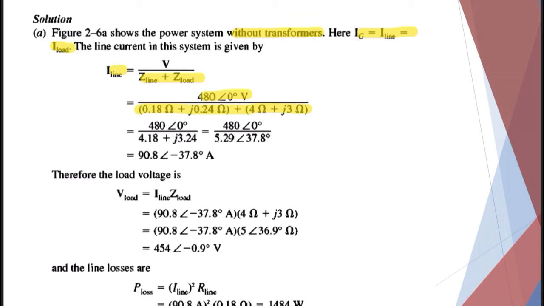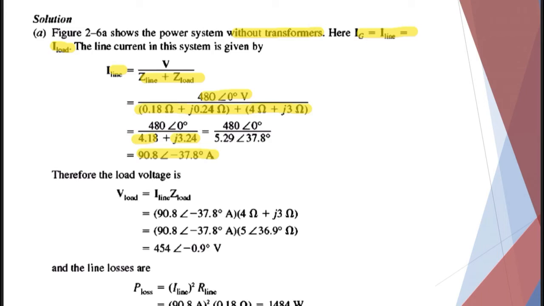We have 0.18 and 4, so we have here 4.18, also plus j3.24. We can add them together. We can now use the calculator in complex mode to find the answer, because we have a complex number now. So the answer will be 19.8 with the angle minus 37.8 ampere. This is the current now, I line.